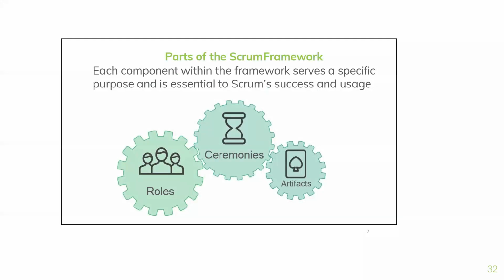So, parts of the Scrum framework. Each component within the framework serves a specific purpose, and it's essential to Scrum success and usage. So we have roles, we have ceremonies, and artifacts. We'll take a look at the three roles, which are basically the group of people that work within the Scrum environment, right?